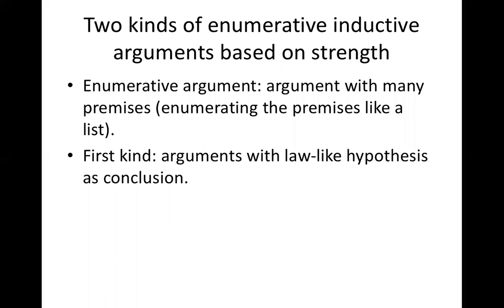So now we have two kinds of enumerative inductive arguments based on strength. Enumerative argument means an argument with many premises, enumerating the premises like a list. So the first kind of inductive argument is the one with law-like hypothesis as conclusion. The second one is the one with statistical hypothesis as conclusion.